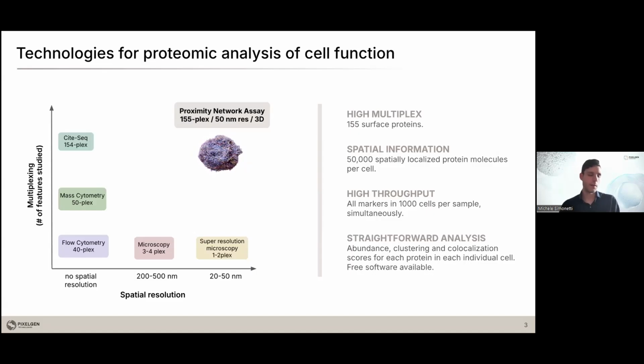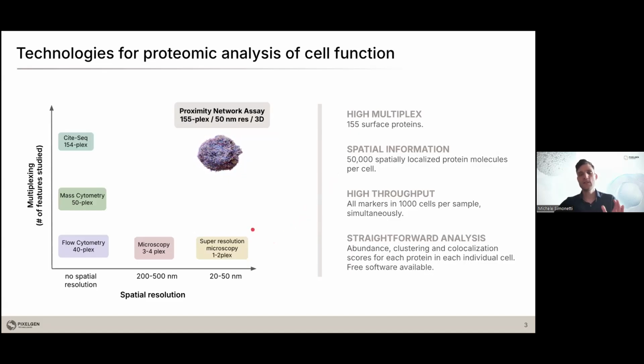And together with the kit, that I will show you how that works, we also offer a software which allows you to perform straightforward analysis. You will be looking at abundance of the proteins, but also spatial metrics like the clustering and colocalization. And the software is available for free. There is a lot of documentation online. There are also datasets that can be downloaded, and you can play with them, and you can have an idea of the kind of data output that you are able to generate.